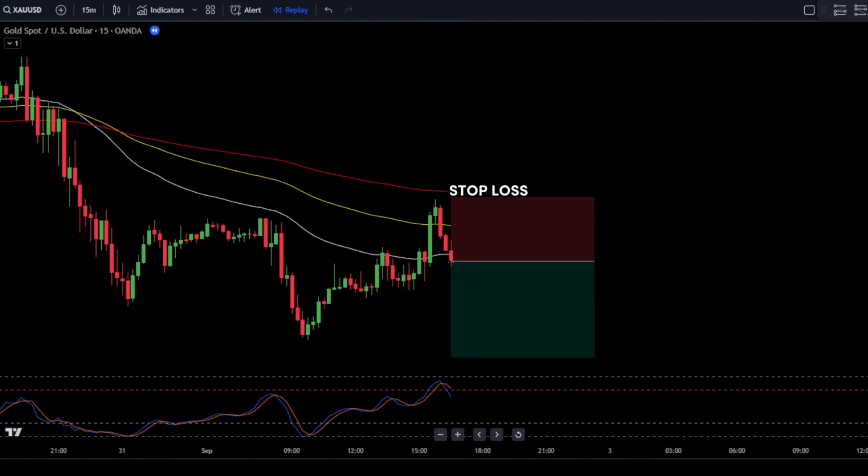Place the stop loss at the last swing high. Set your take profit target using a risk-to-reward ratio of 1 to 1.5.